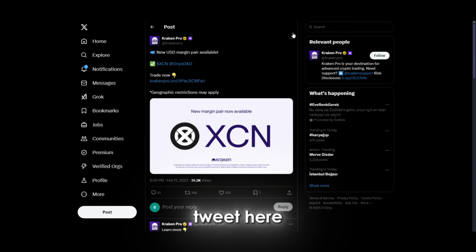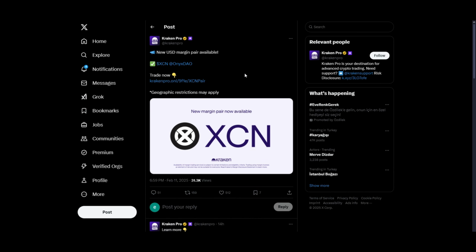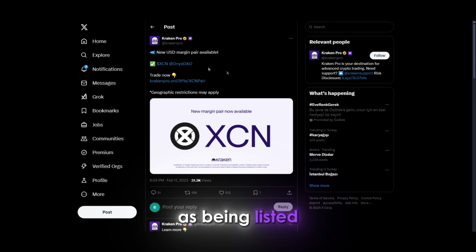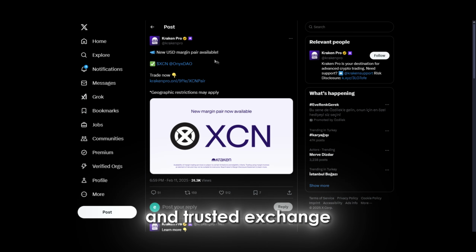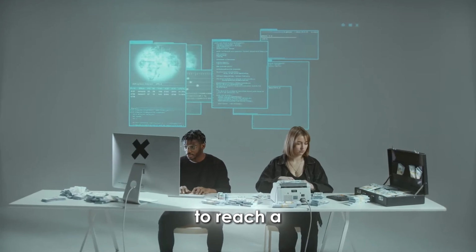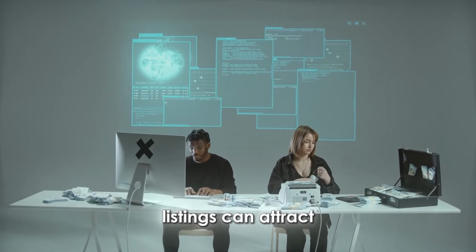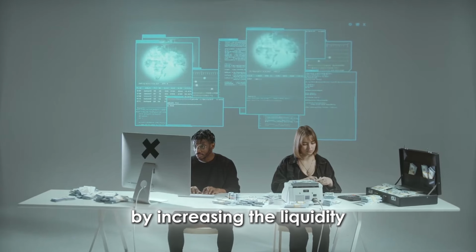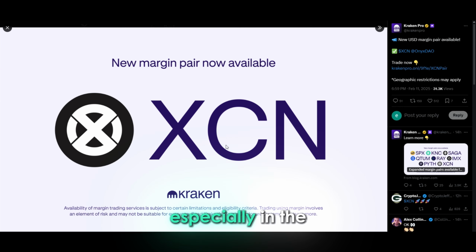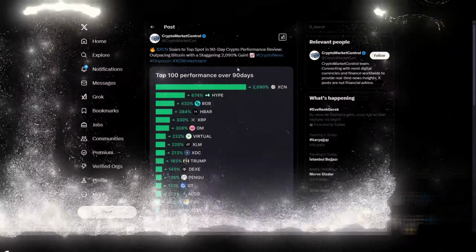Looking at the tweet here, we see that the XCN coin is listed on the Kraken exchange. This is an important step for XCN, as being listed on a large and trusted exchange like Kraken allows the coin to reach a wider audience of investors. Such major exchange listings can attract more investors by increasing the liquidity and reliability of the coin, especially in the long run. When there is a rise, a user using Kraken can buy XCN coins immediately.